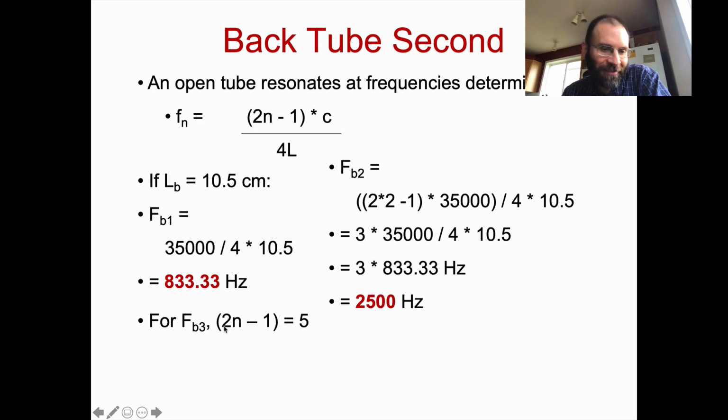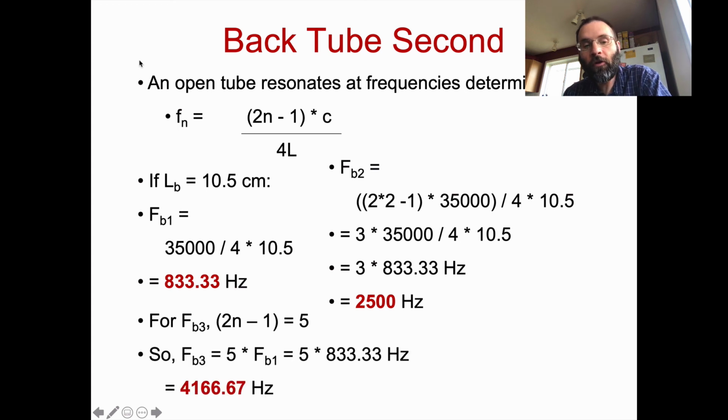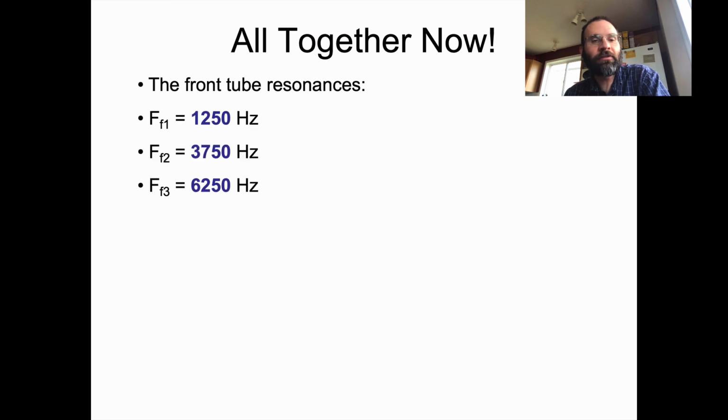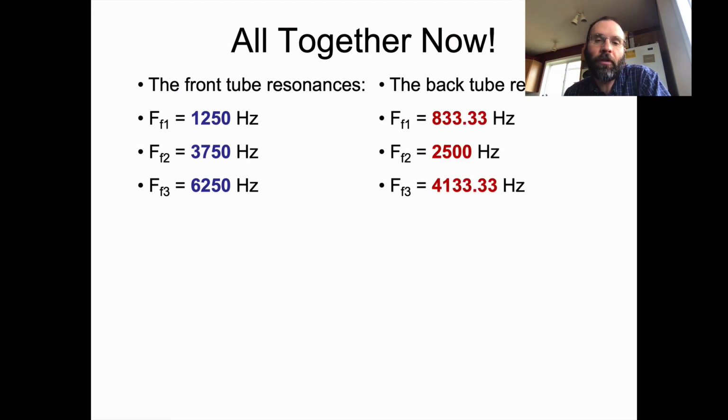Okay, so for this last formant, all we need to do is change n to 3. This whole term will wind up being 5. So that means we can multiply this by 5. And that will be equal to 4,166.66666, and so on and so forth, hertz. So we've got our lowest 3 formant frequencies for this tube. Now we have to put them together, which we'll do on this slide. So our front tube resonances were these 3 values, 1250, 3750, 6250. For the back tube, we got 833, 2500, and 4133.